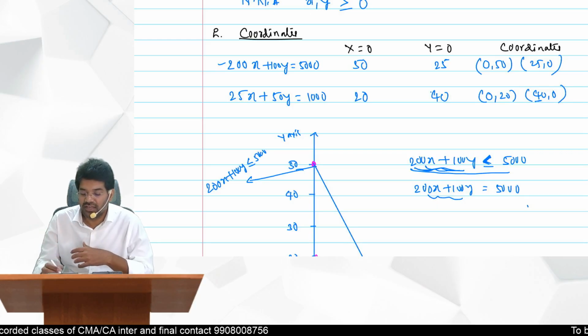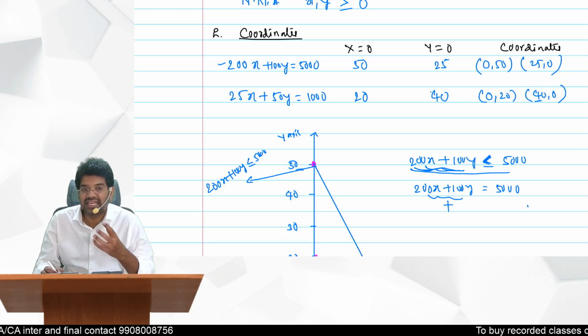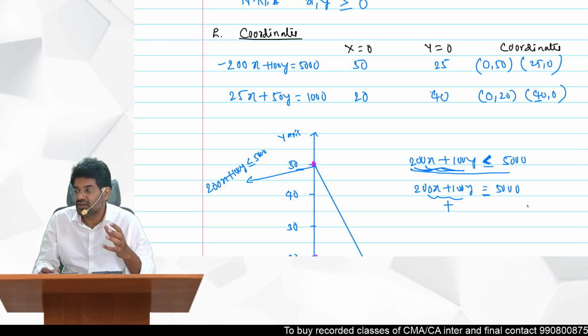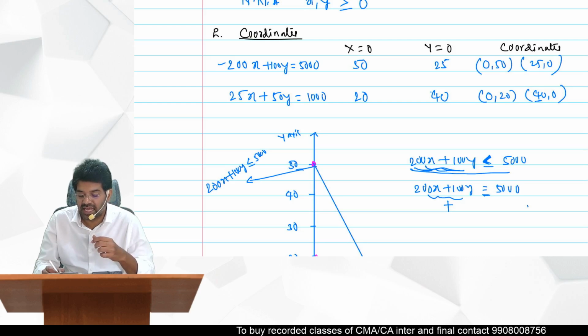Equal to, then only I can use. So what I should do is introduce a variable called slack. Slack means unutilized. Then only this equal to condition will get satisfied, otherwise it will not. So to make it equal, we are using this slack variable.